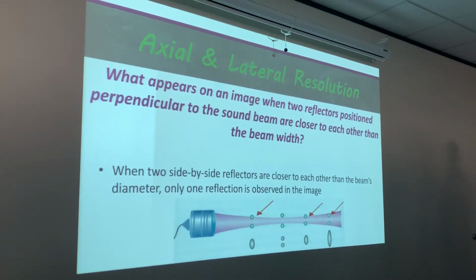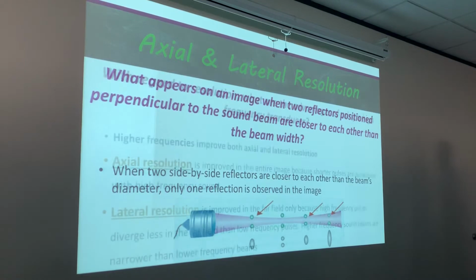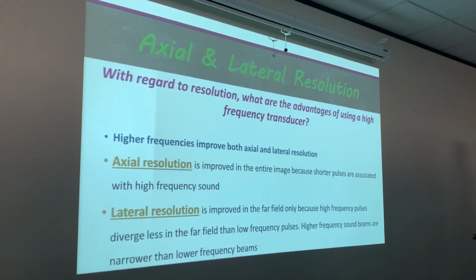We knew this already because we talked about that last test. All right. With regard to resolution, guys, what are the advantages of using a high-frequency transducer? Of course, a high-frequency transducer helps with axial resolution for sure, right? But it also improves both axial and lateral resolution. Axial resolution is improved in the entire image because shorter pulses are associated with higher frequency sound. Okay, we learned about that in chapter 5, where we like short pulses in duration and length.